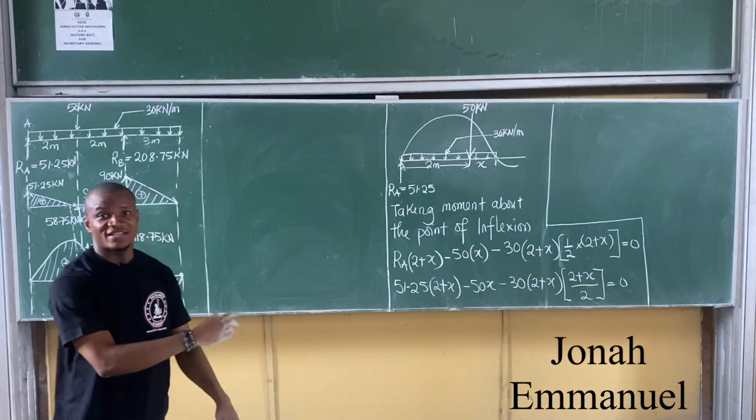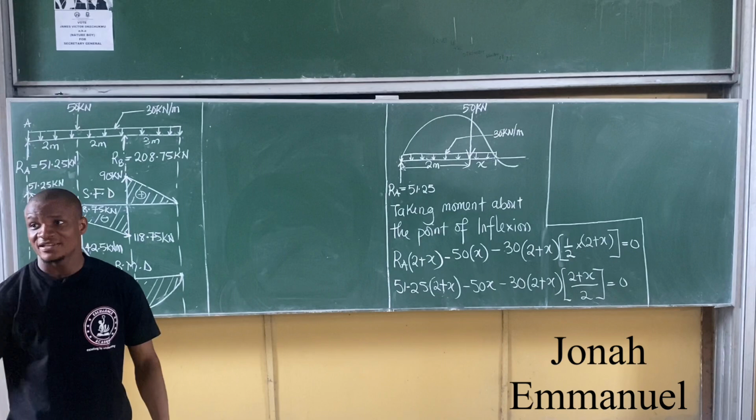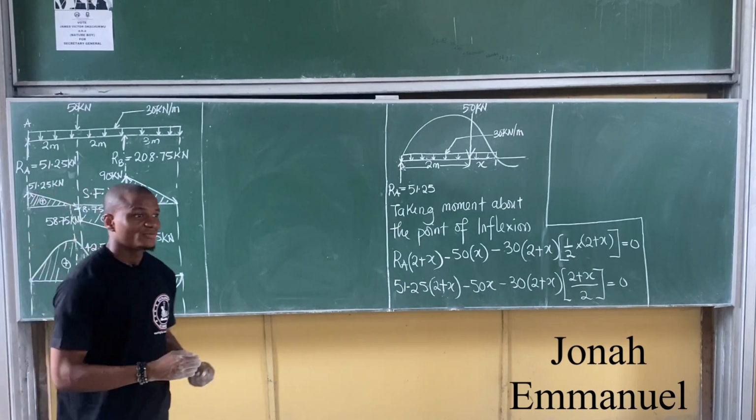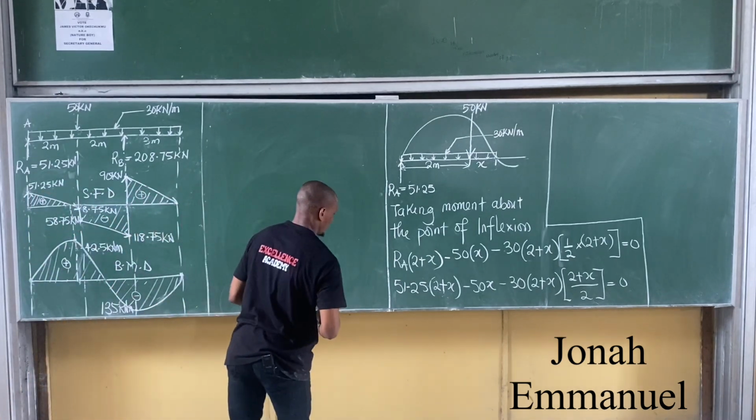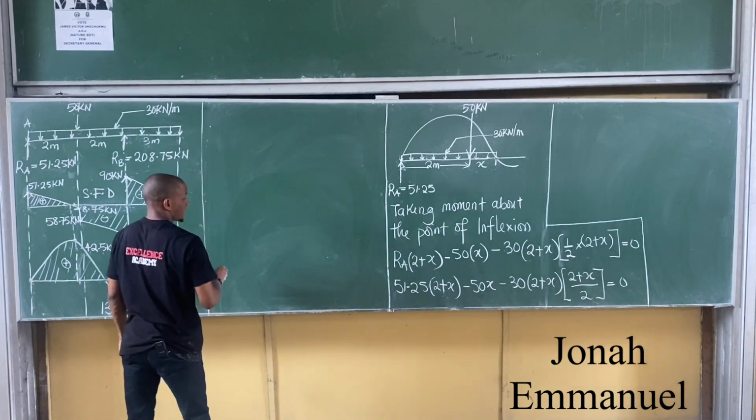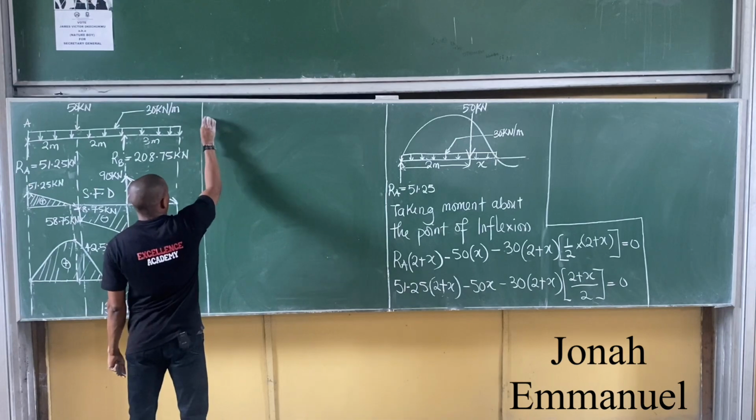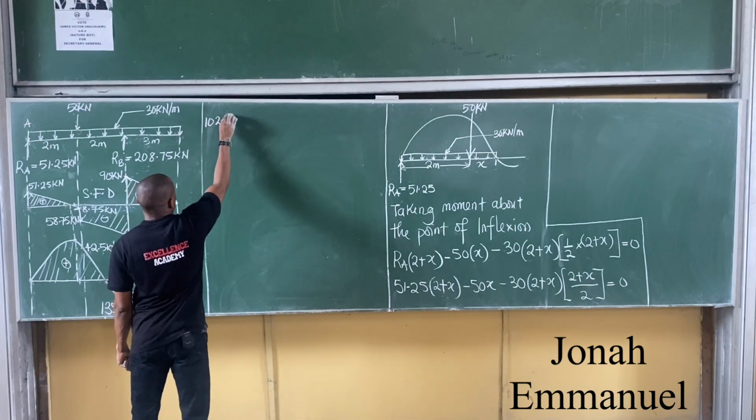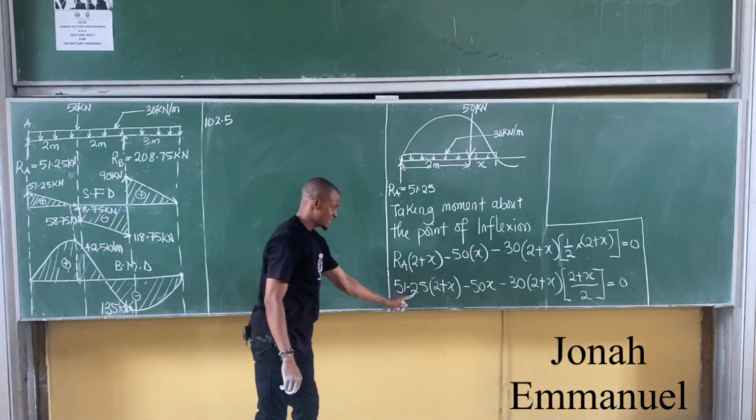So, if you can solve x here, you're done. That's all. Solve for x here. Alright, work on this please. This becomes what? This times 2. What do you have there? 102.5. That's this times 2.